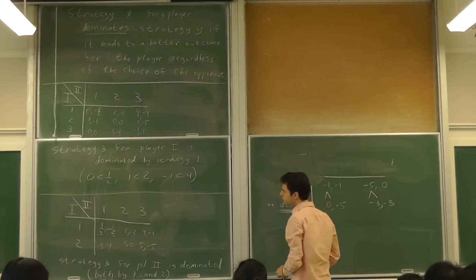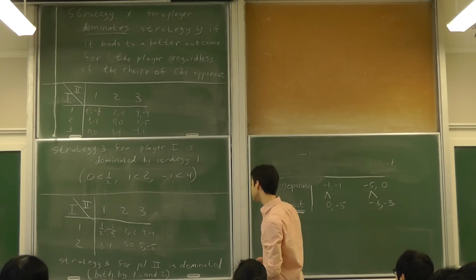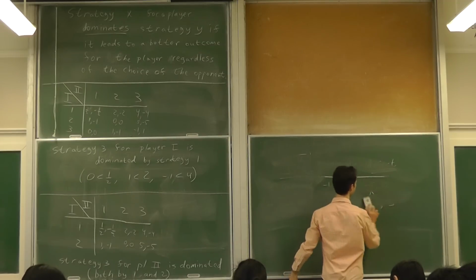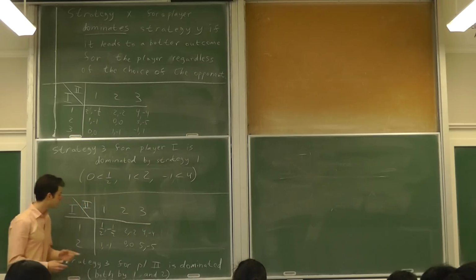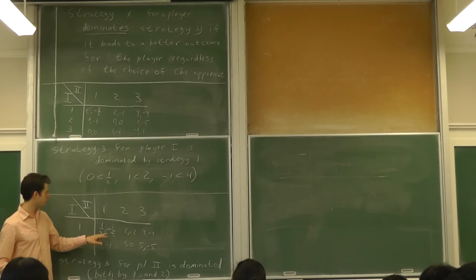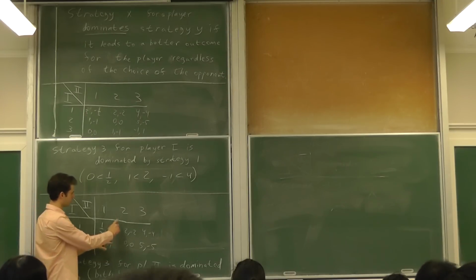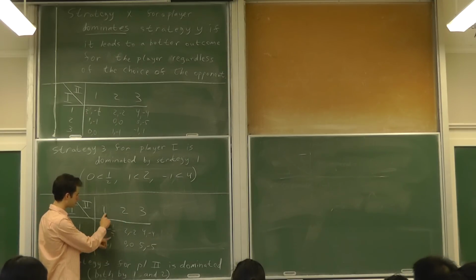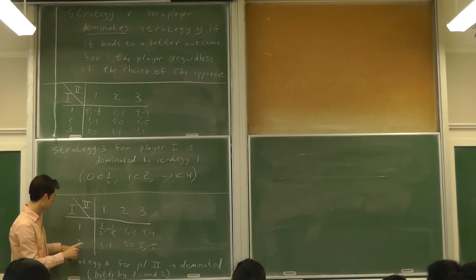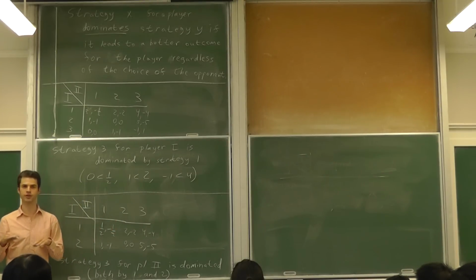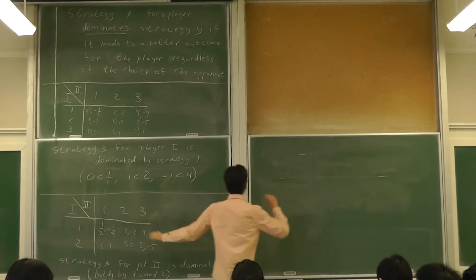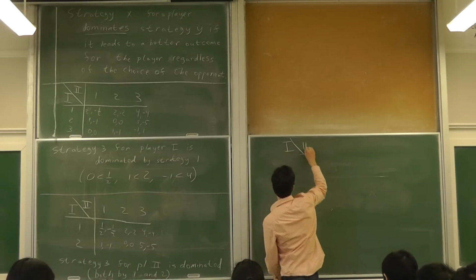Maybe player 2 can eliminate some other strategies as well. Well, after he eliminates strategy number 3, strategy 1 and strategy 2, well, if the first player chooses 1, the second player should better play strategy 1. If the first player chooses 2, the second player looks like he should play strategy 2. So 1 and 2 are not dominated by each other. They're quite different.